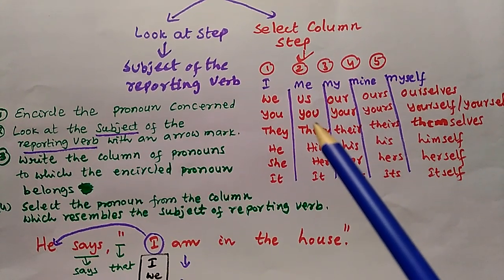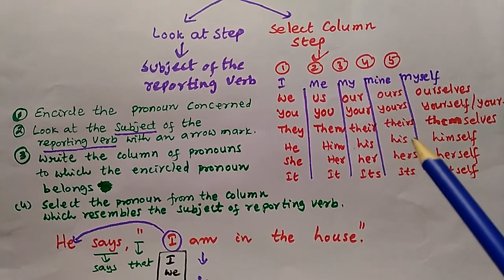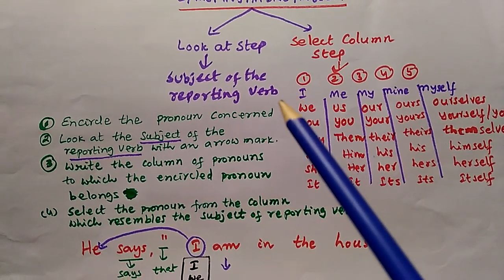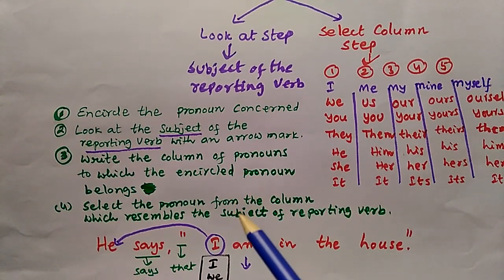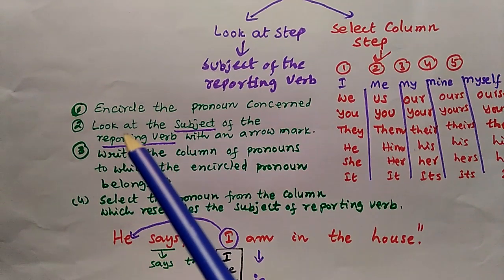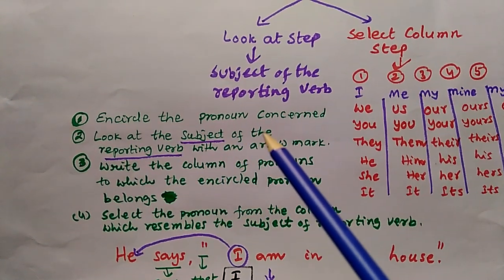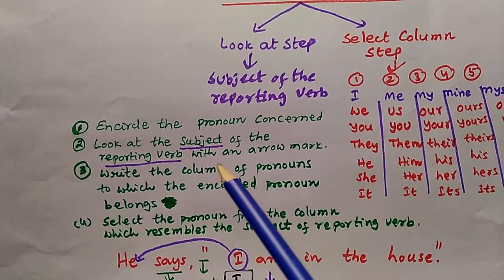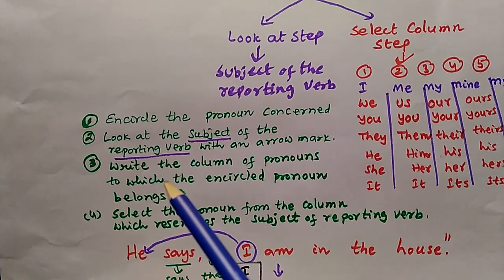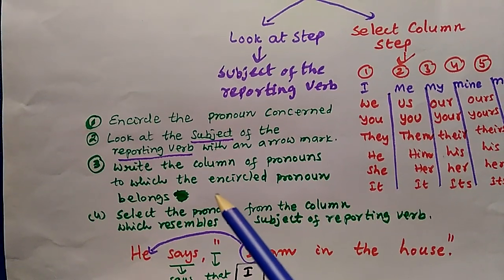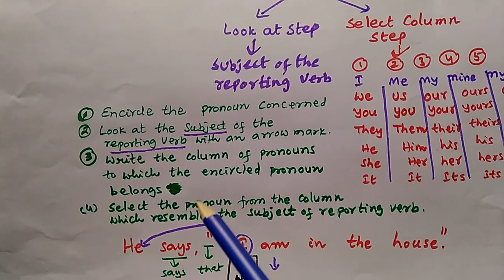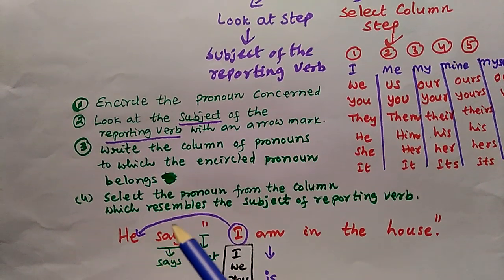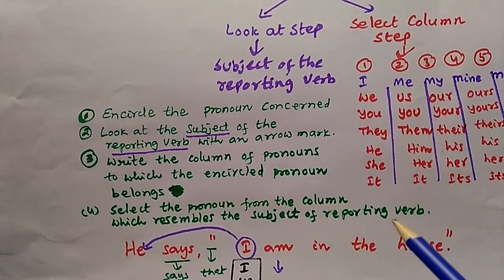So they must be familiarized with the different columns. So these are the simple two steps. And next, they may be given these rules. What are these rules? First, we have to identify and encircle the pronoun. And next one, look at the subject of the reporting verb with an arrow mark. And third one, write the column of the pronouns to which the encircled pronoun belongs. And fourth one, select the pronoun from the column which resembles the subject of the reporting verb.